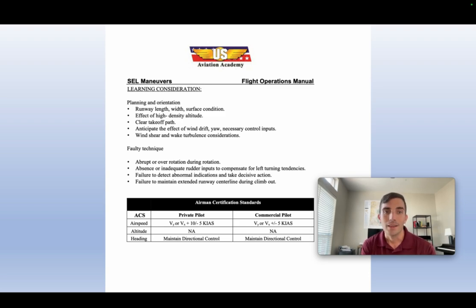All right, and then just some faulty techniques, which we will talk about on the other slide. But for planning purposes, runway length is extremely important. Width and surface condition. If it's a grass strip, we're going to need more runway. If it's a high density airport, that will come out in the takeoff planning, and then making sure that the takeoff path is clear, that we've identified all obstacles, and then just noting the effects of wind drift and wind shear.